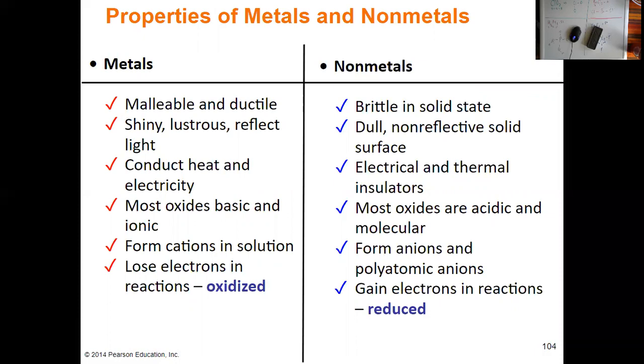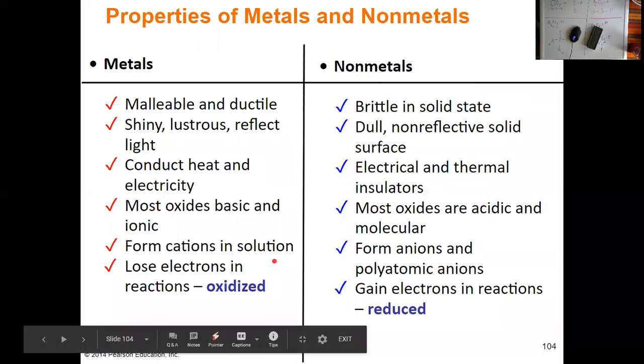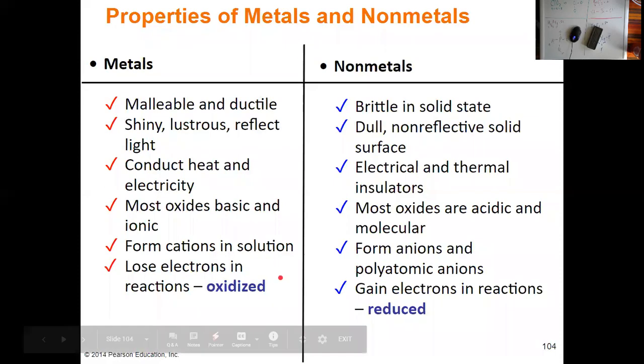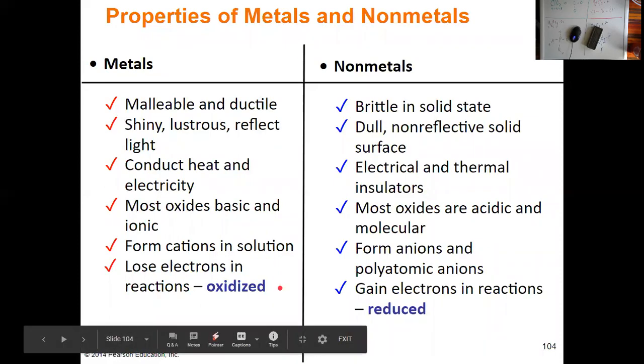This is, again, old stuff that we've already talked about, but it's good to remind yourself of it. These are the generalized properties of metals. These are the properties of nonmetals. Our newest addition from last time is that metals are going to lose electrons in reactions and become oxidized. Nonmetals will gain electrons and become reduced.